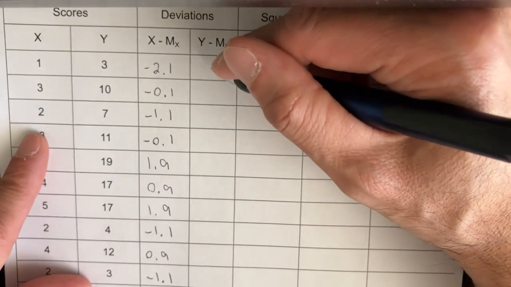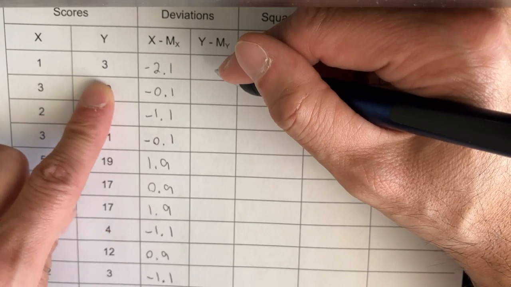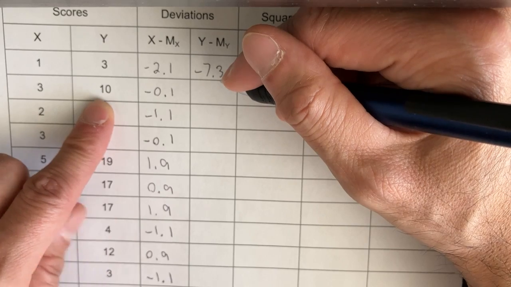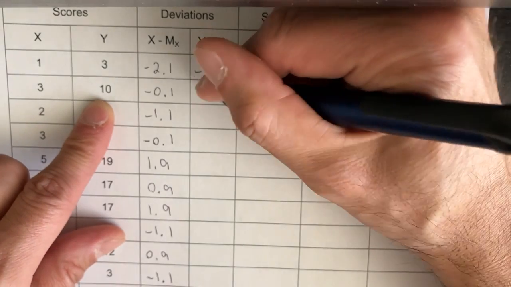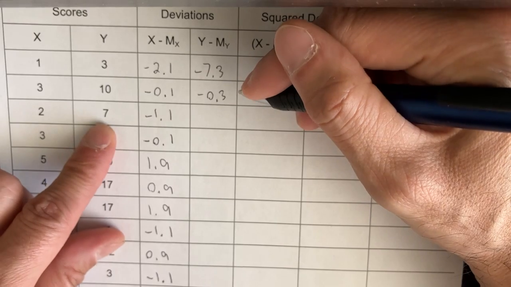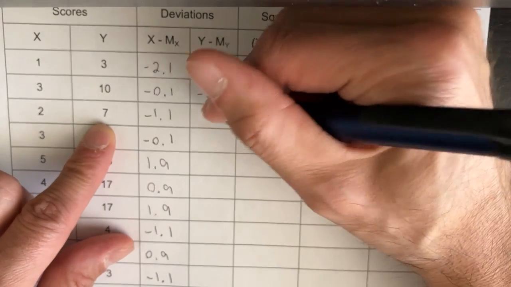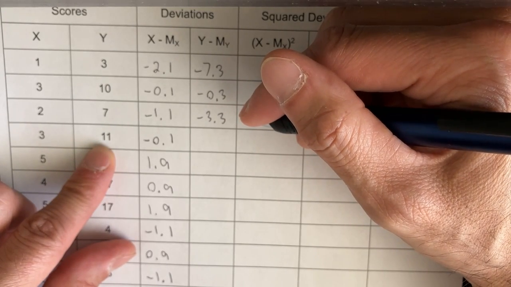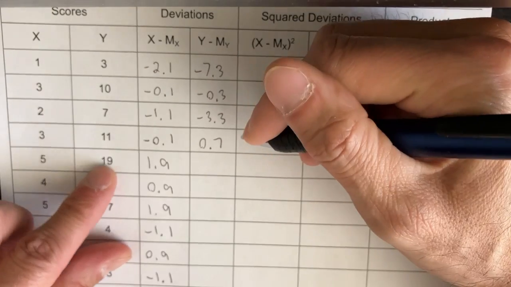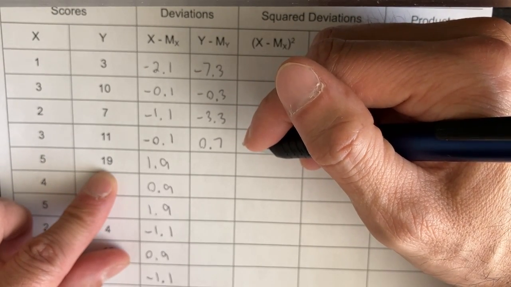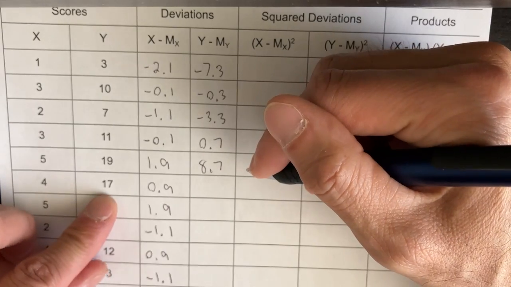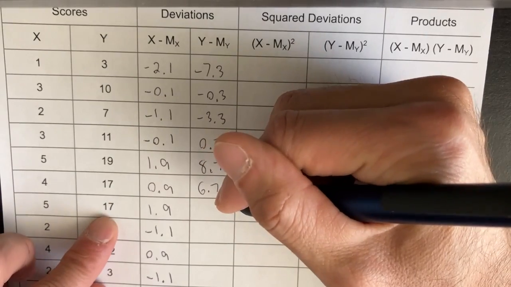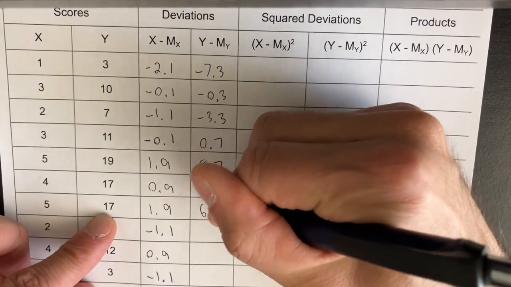these cells here. Okay, so we have 3 minus 10.3 gives us negative 7.3. 10 minus 10.3 gives us negative 0.3. 7 minus 10.3 gives us negative 3.3. 11 minus 10.3 gives us 0.7. 19 minus 10.3 gives us 8.7. 17 minus 10.3 gives us 6.7. Again, 17 minus 10.3 gives us 6.7.